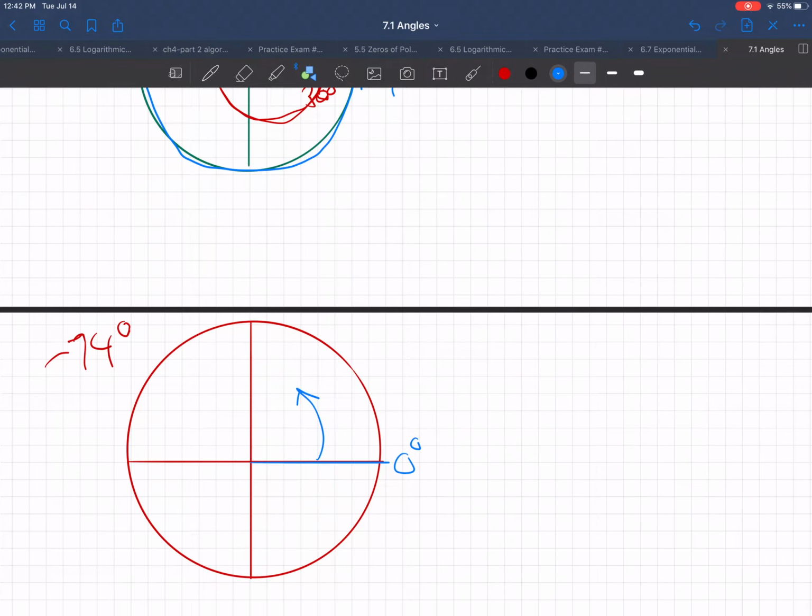Zero is straight to the right. And so positive angles go up. Negative angles go down. So negative 74 degrees is going to go down. So how far?